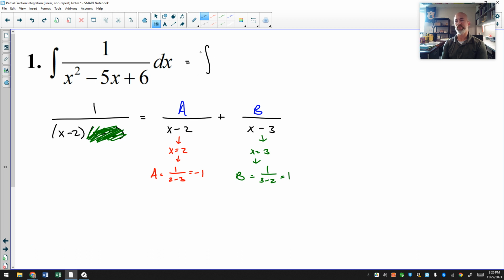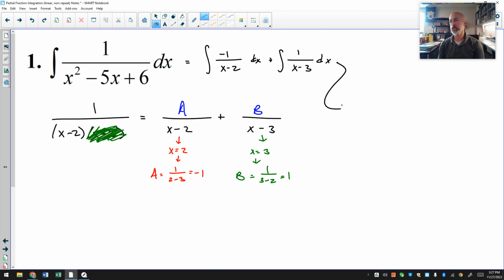It'll be the antiderivative of A, which is negative 1 over x minus 2, plus the antiderivative of B, which is positive 1 over x minus 3. And both of these are going to be incredibly nice because we now have fractions. And anytime I'm doing the antiderivative of a fraction, the very first thing I'm going to look for is, can I make the numerator the derivative of the denominator? Because if you can, then we have a natural log.